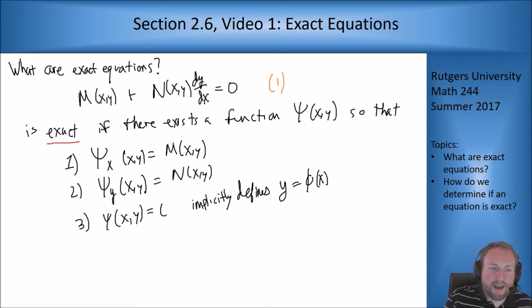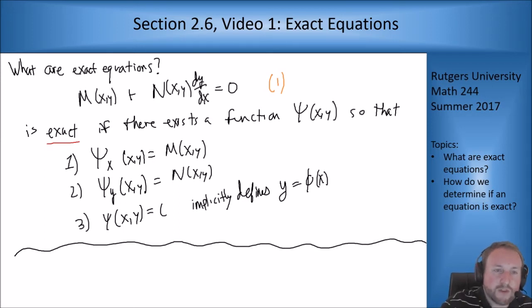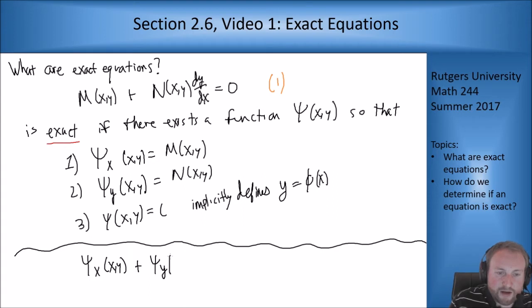Now, if I have something like this, then finding a solution is fairly easy. Why is that? Well, my equation is M of x, y plus N of x, y dy/dx equals 0. If I have this function psi, I can plug what I know in, and that means I have psi_x of x, y plus psi_y of x, y dy/dx equals 0. Right? If I just plug in M is psi_x and N is psi_y, that's what I get.